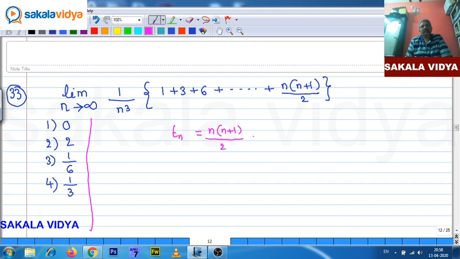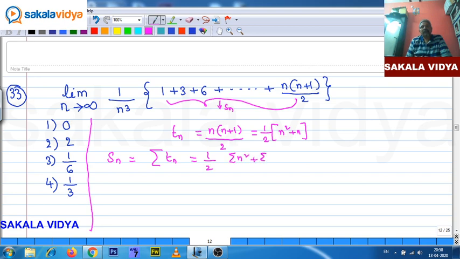This we can write as half common, n square plus n. Now, let us say this is the sum to n terms, Sn. Sn is given by sigma Tn, that means half common, sigma n square plus sigma n. So now let us come to the problem solution. This is the plan before solving the problem.